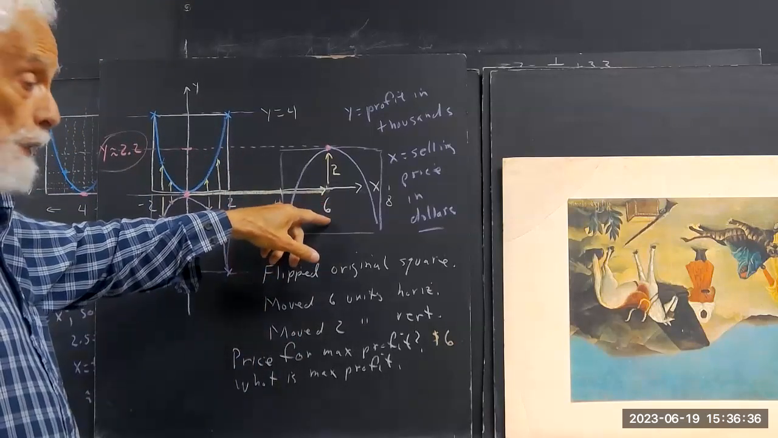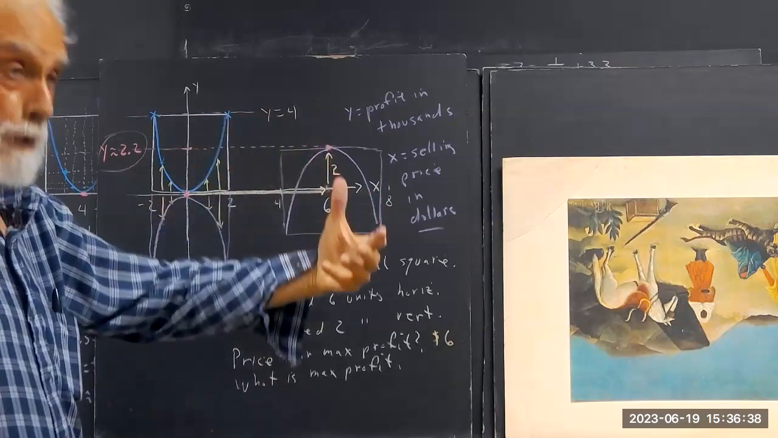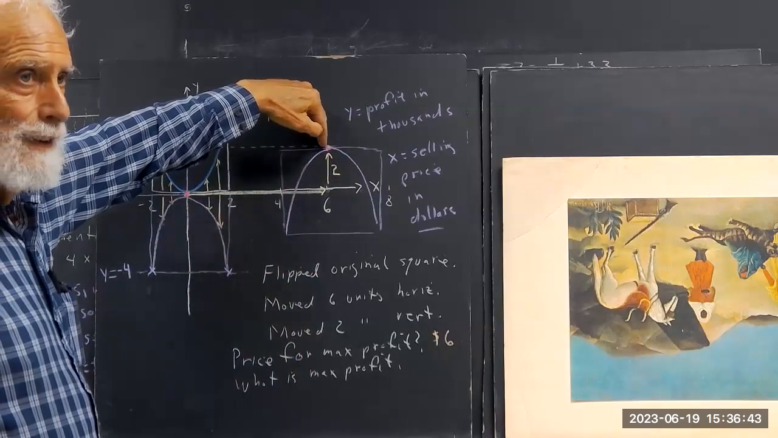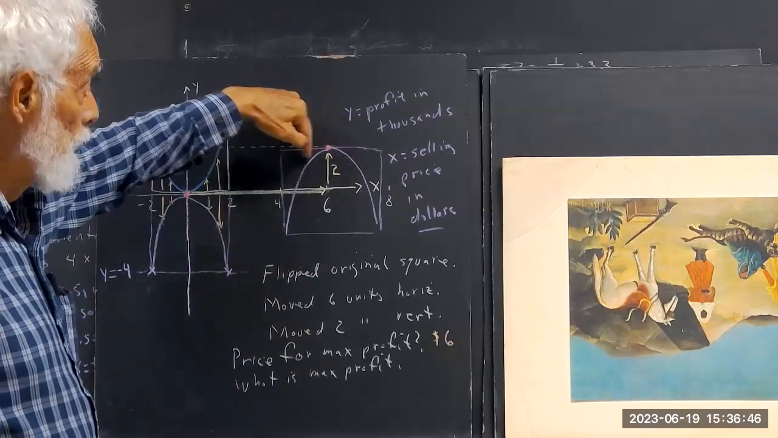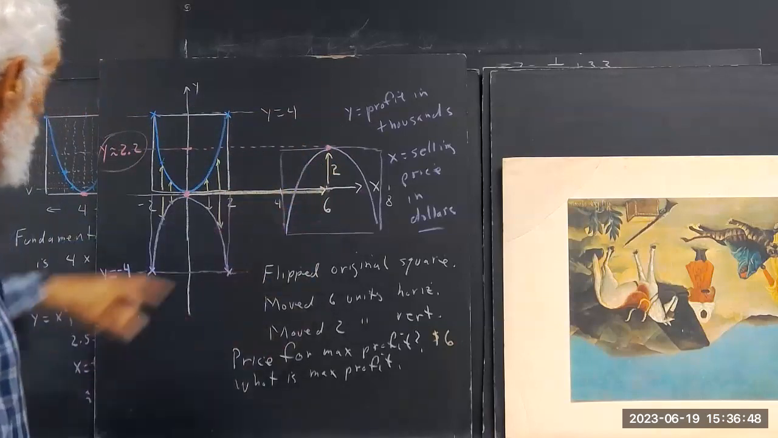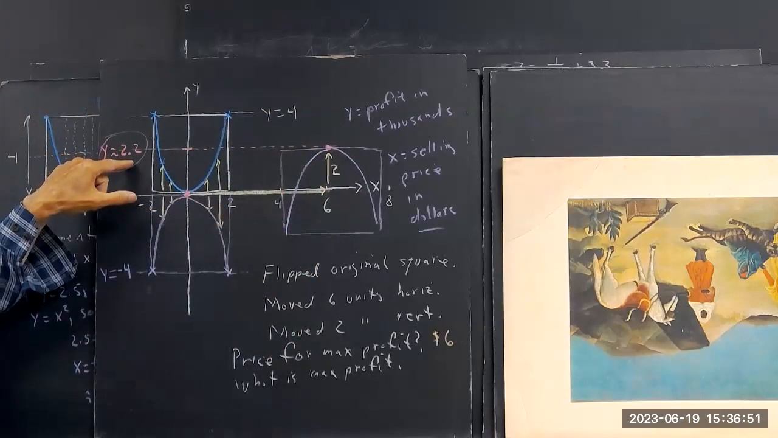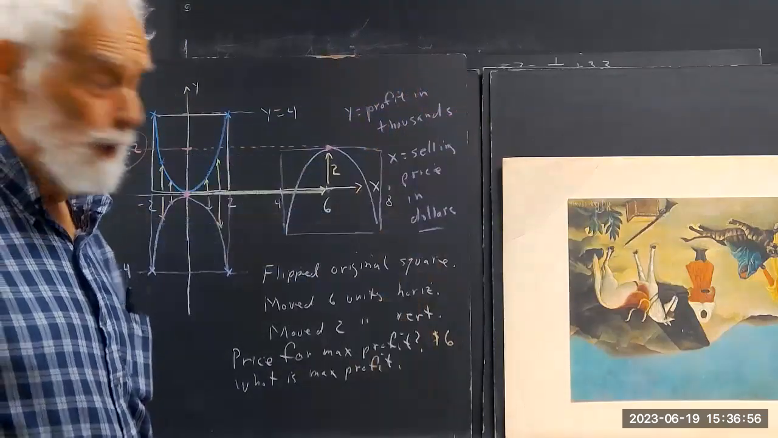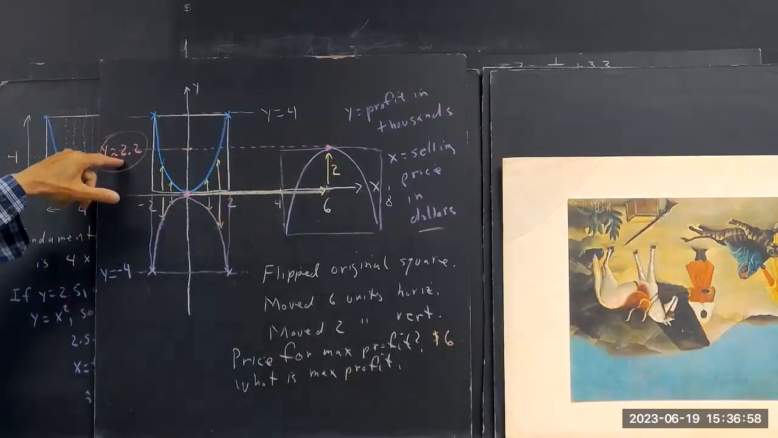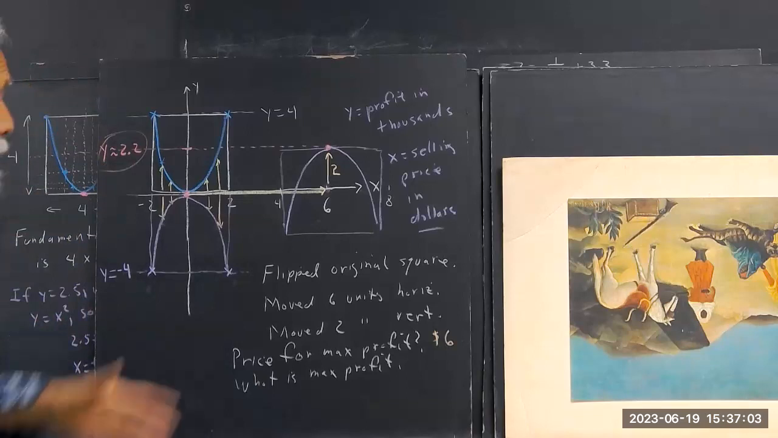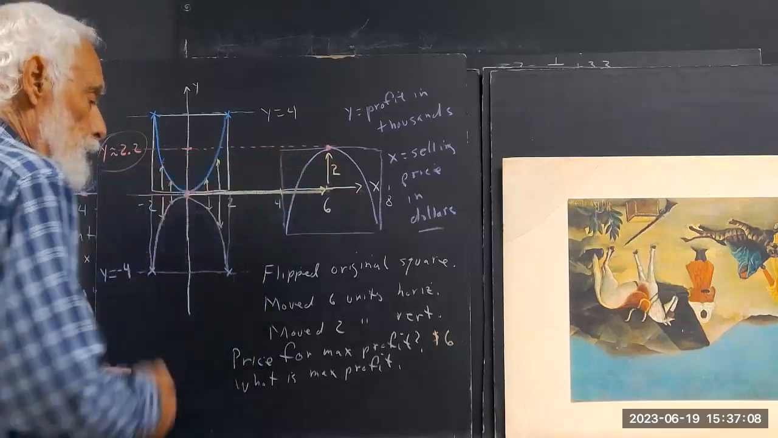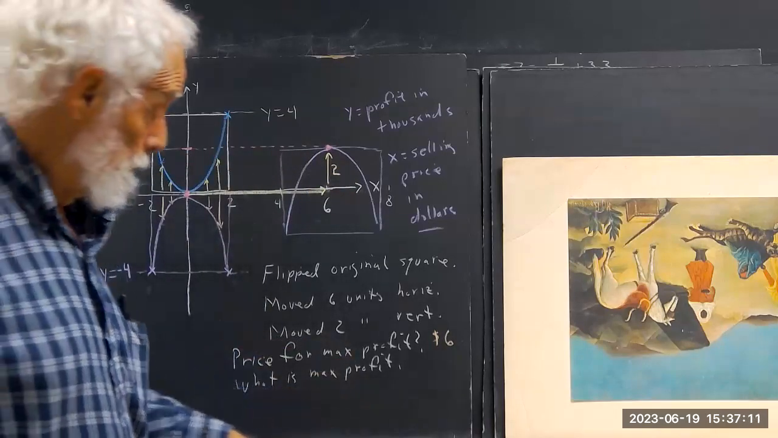Okay, charge $6, getting enough for every item, and you're still selling enough that your profit beats the profit for any other selling price. And your profit is going to be about 2.2. Well, why is the profit in thousands? It's thousands of dollars. I didn't write the dollars. So your profit is $2,200.